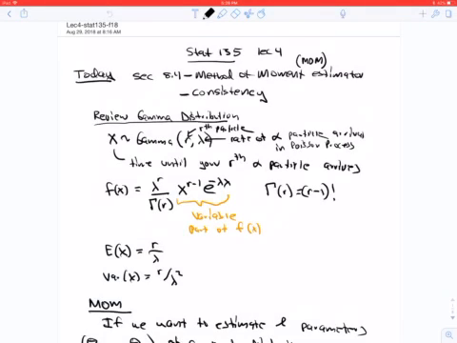It's another great day for Stat135. It's lecture 4, and today we're covering the method of moment estimator and its important property called consistency, which is convergence in probability of the estimator to the parameter itself.